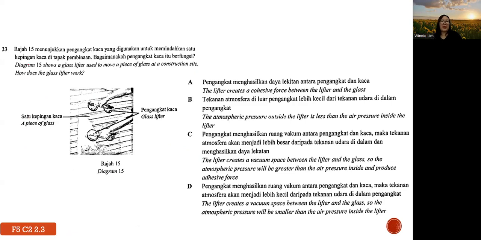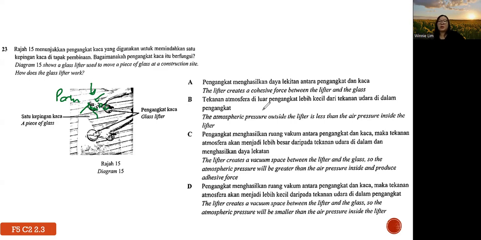Okay, 23. Diagram 15 shows a glass lifter used to move a piece of glass at a construction site. How does the glass lifter work? This concept is under the idea of gas pressure, just like a rubber sucker or plunger. When you press it, you force the air out, causing the pressure inside to be low, but outside the atmospheric pressure is higher. They will push the glass lifter towards the glass, and then they will stick on it.